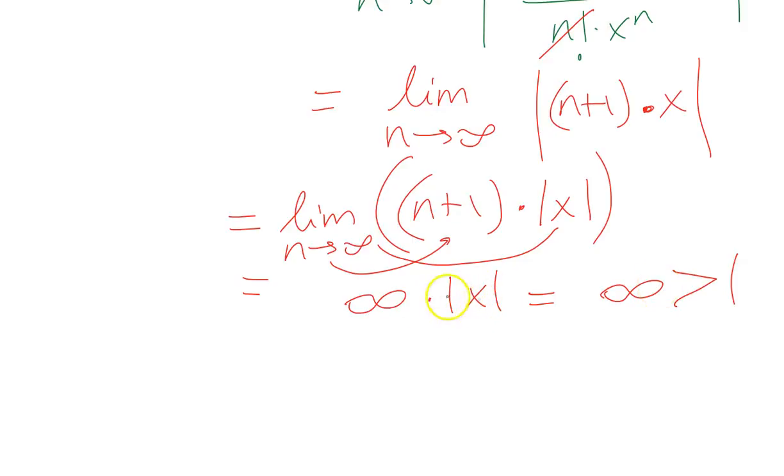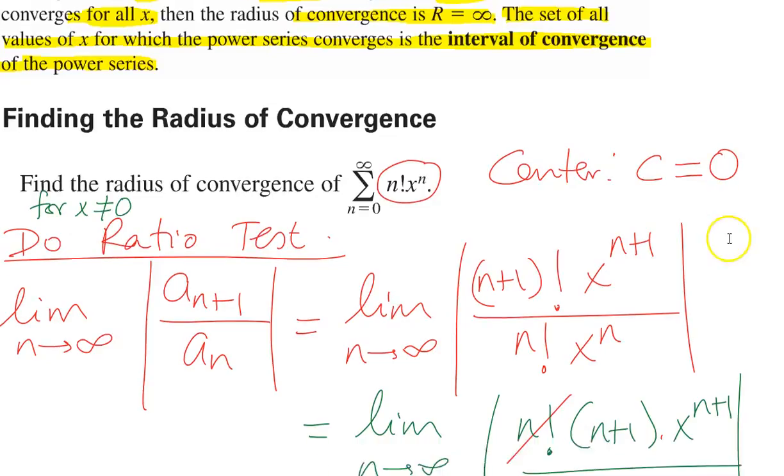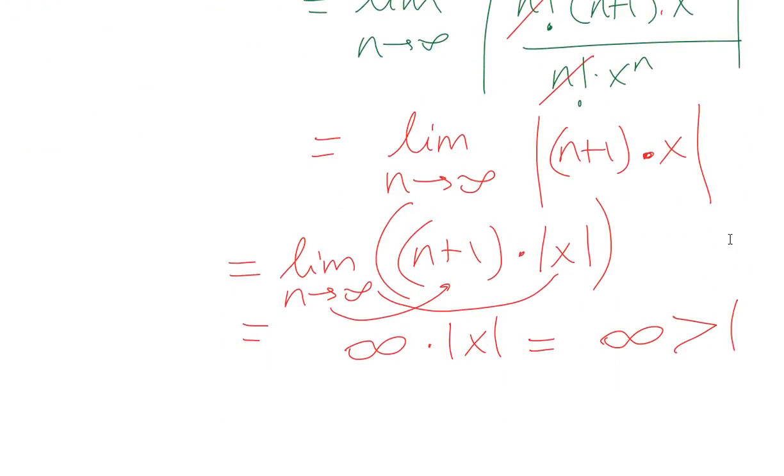Then you might say, what about when x is 0, right? Infinity times 0 is an indeterminate form, but we know for a fact that x equals 0 happens to be the center, and every power series converges at its center. So here we know the series is convergent at x equals 0. And for other values of x, the limit of the ratio is infinity, so the series diverges.